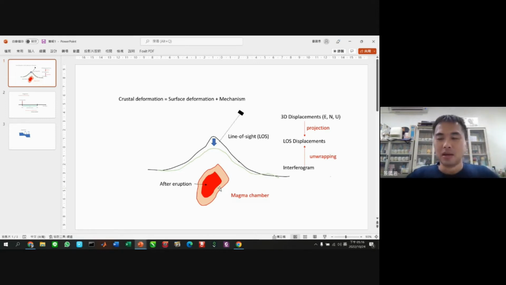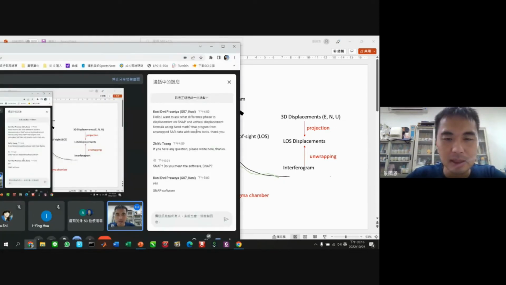Okay, so in this case, you will know, once you have learned how to convert the phase into line of sight displacement, that is what we will use in this crustal deformation study and the following applications.